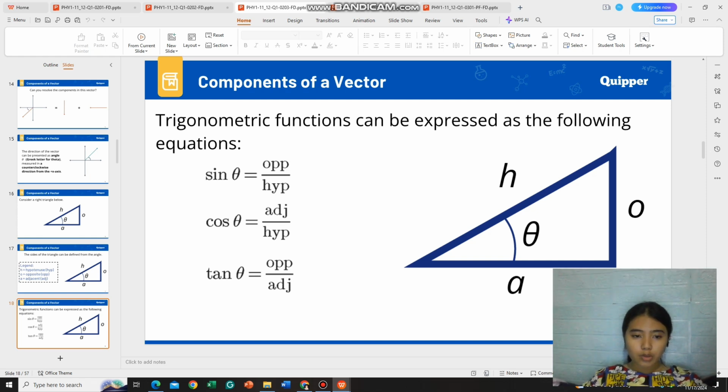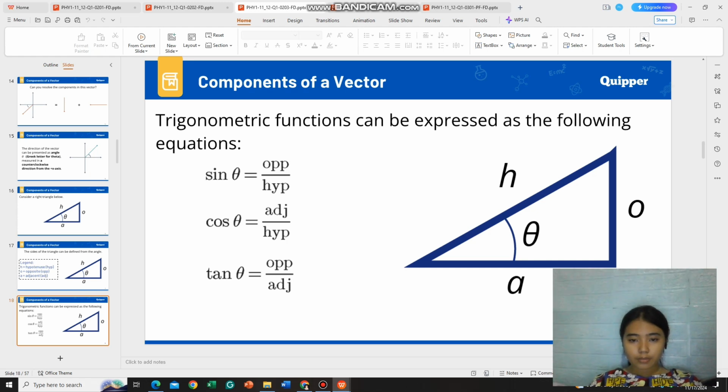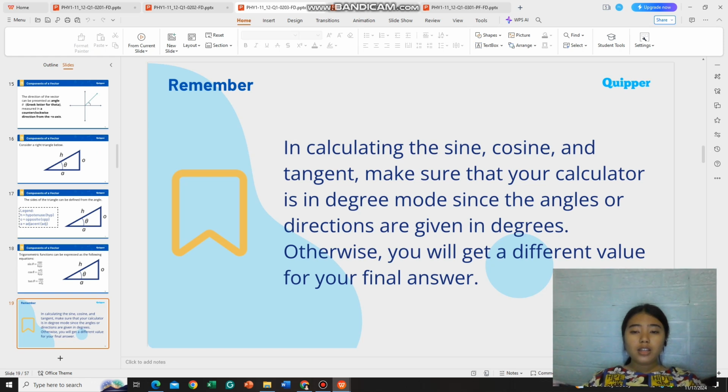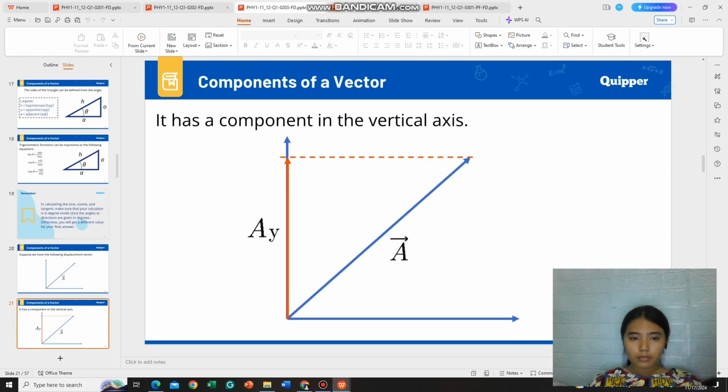In trigonometry, we always remember SOH-CAH-TOA: sine is opposite over hypotenuse, cosine is adjacent over hypotenuse, and tangent is opposite over adjacent. Just remember SOH-CAH-TOA. In calculating sine, cosine, and tangent, make sure that your calculator is in degrees mode, since the angles or directions are given in degrees. Otherwise, you will get a different value for your final answer. That is a reminder about your calculator.